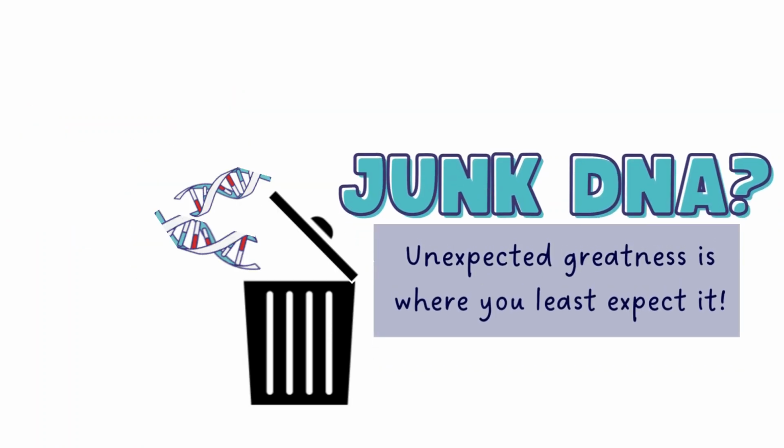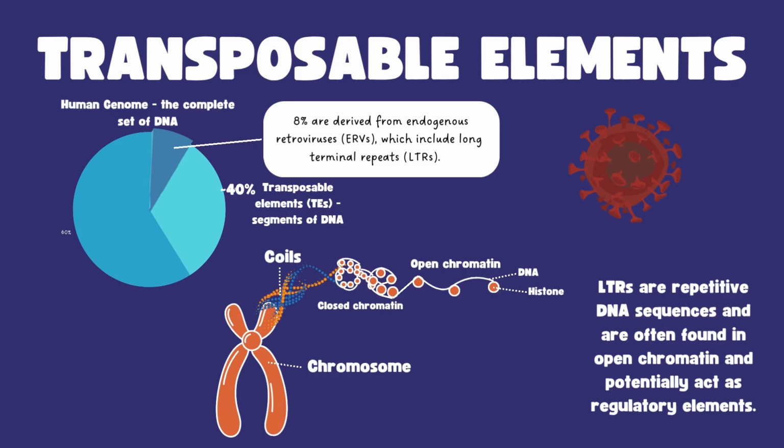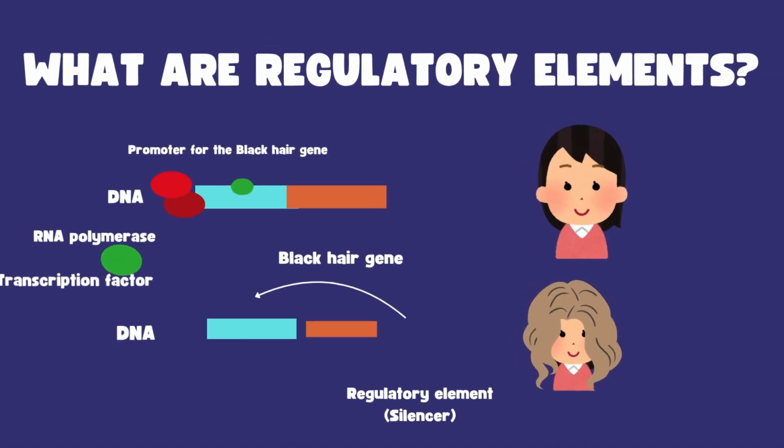Junk DNA, unexpected greatness is where you least expect it. Transposable elements, TEs, make up almost half of our human genomes, with 8% being derived from endogenous retroviruses, ERVs, which include long terminal repeats, LTRs. LTRs are often found in open chromatin and potentially act as regulatory elements.